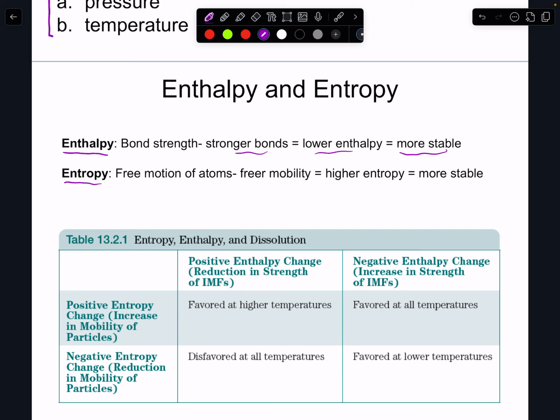And what you'll see is that these two things don't necessarily go in line with each other. Enthalpy wants things to stick together. Entropy wants things to fall apart. And the last thing about that is entropy is more important at higher temperatures.